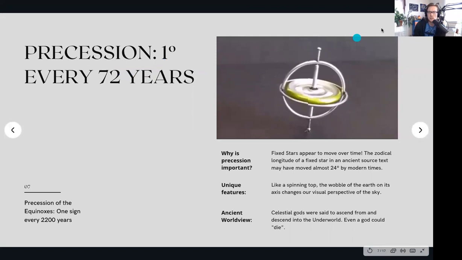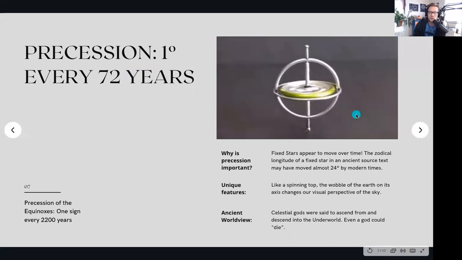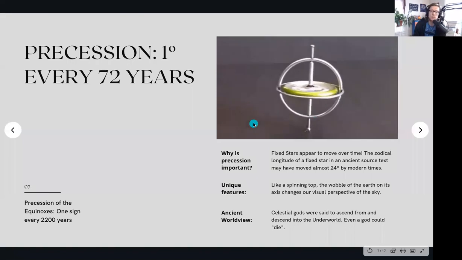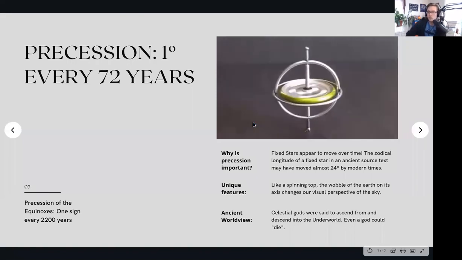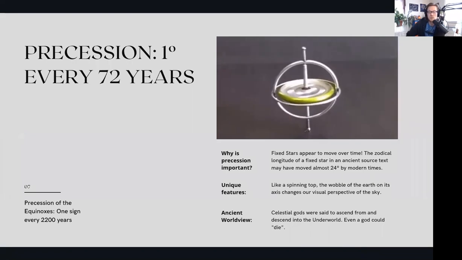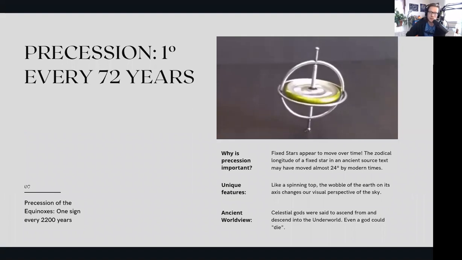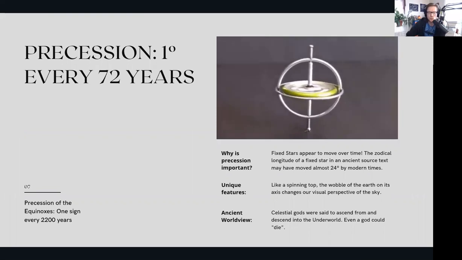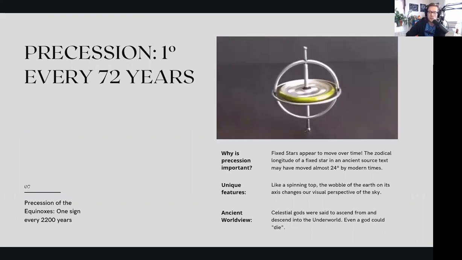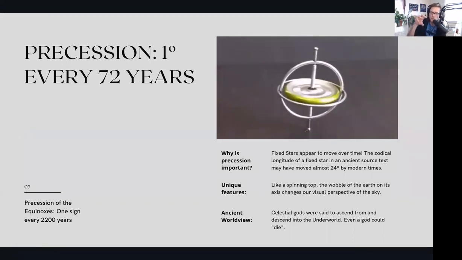Now, if you study ancient source texts, they had a really good guess at this movement. They thought it was about 1 degree every 100 years. So if you are reading ancient source texts, they will have something that's slightly off. But our more exact calculations rough it out to 72 years for 1 degree. That means that the equinoxes will take place within one sign every 2,200 years. So we will have one equal section of the zodiac having the place where the sun will rise with that particular sign, okay?